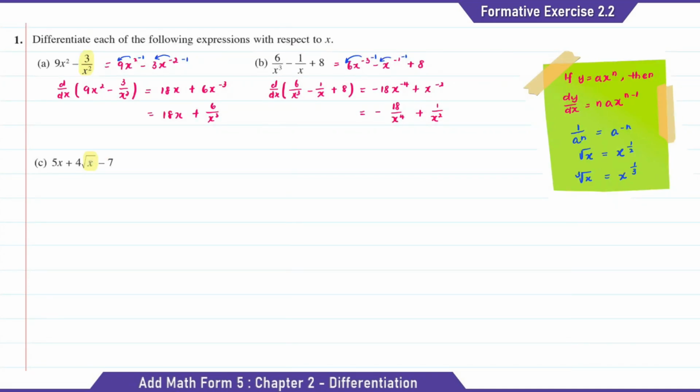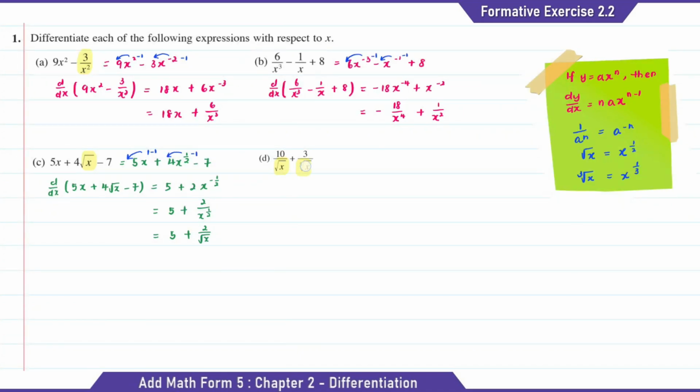Question C. For this part, I can write this as 5x plus 4x to the power of 1 over 2 minus 7. Differentiate this, you're going to get 5 plus 2x to the power of negative 1 over 2, which is the same as 2 over x to the power of 1 over 2. Then I can write this as 2 over square root of x.